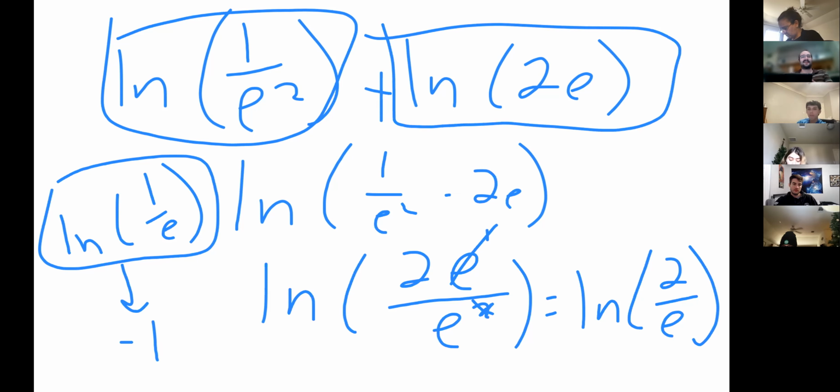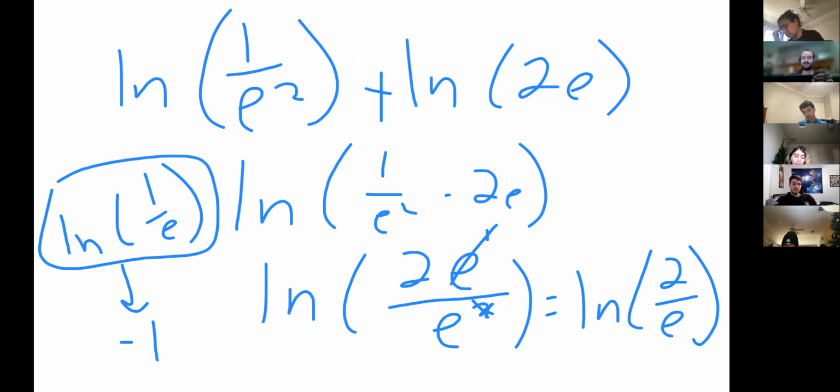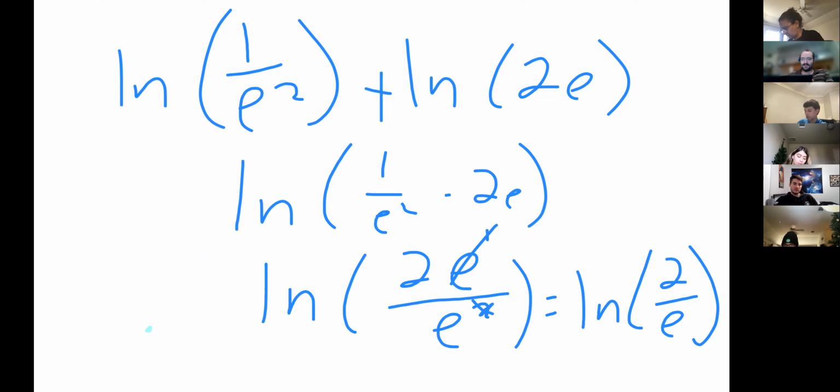ln of 2e, that's not so easy to simplify out, right? We can't just simplify out the e because it's got a 2 attached. And this is the thing that really trips it up, I think, with being able to evaluate the log by hand. Questions about this? So that's what they wanted, right? ln of 2 over e should be your final thing.